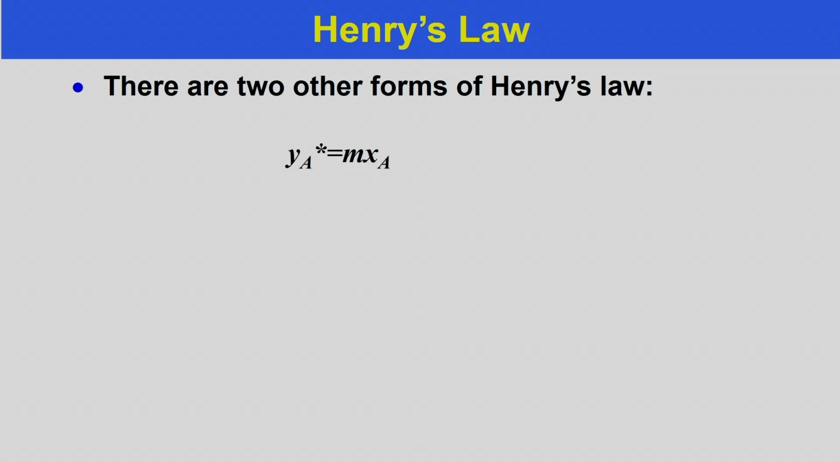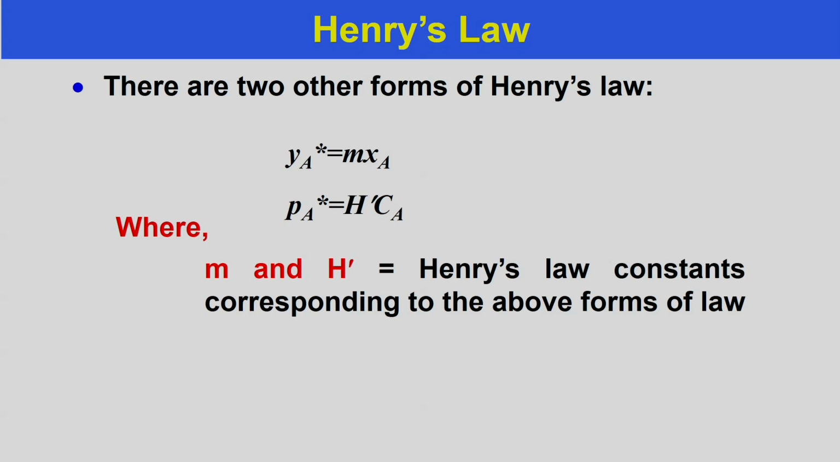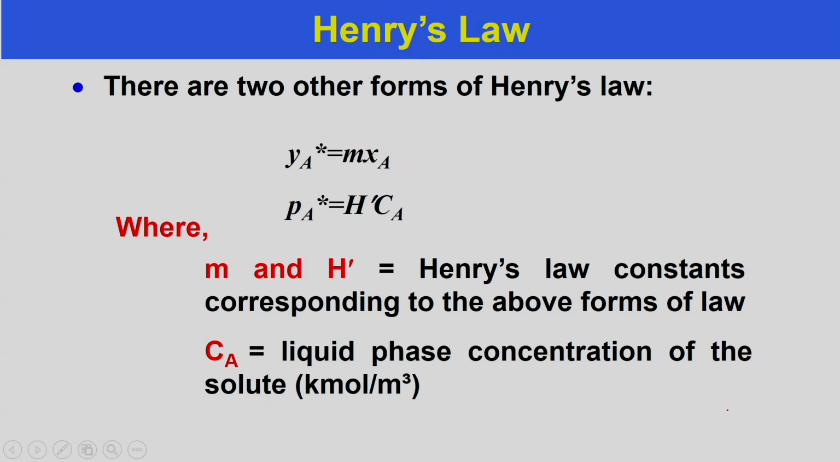There are two other forms of Henry's law. One of them is Y A star equals m x A. Another form is P A star equals H dash C A. Here m and H dash are the Henry's law constants corresponding to these forms of the law, and C A is the liquid phase concentration of the solute in kilomole per meter cube.